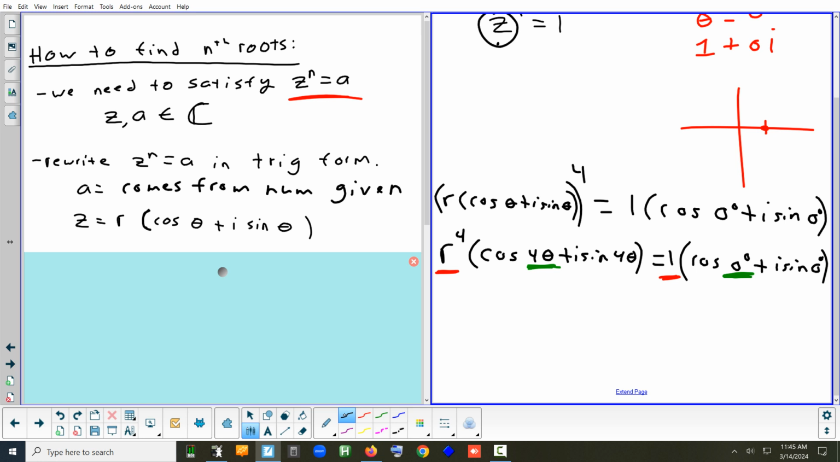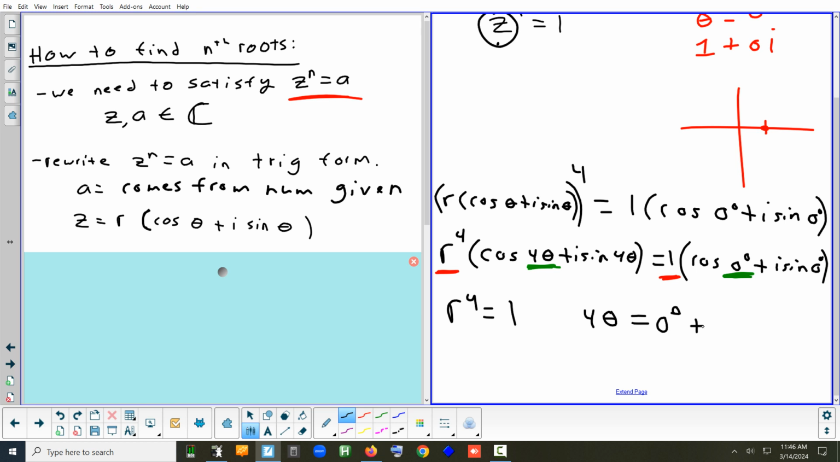So the radius on the left has to match the radius on the right. Once you solve that, that's going to be the radius for your answer. Which is the same exact thing. It's just going to end up being a 1. And then cosine 4 theta equals cosine 0. So you set the angle on the left equal to the angle on the right.